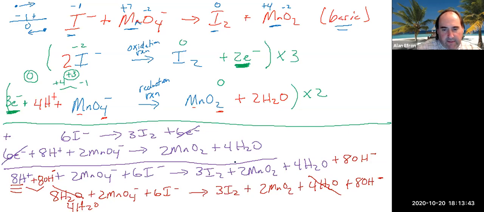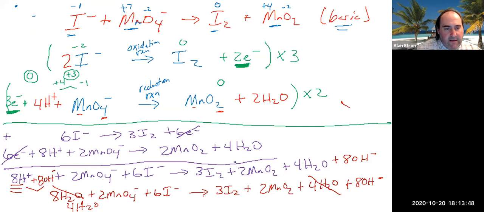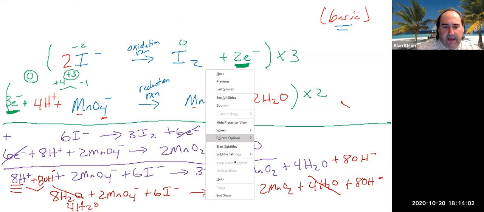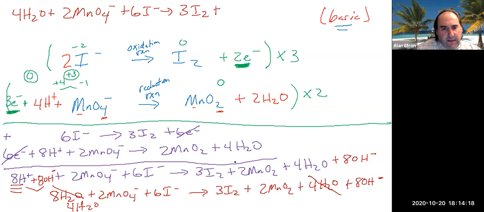So what I'll do is clear it out real quick. Rewriting it up on top here, the balanced one that we're left with, we should now be left with a balanced equation. We should have 4 waters plus 2 MnO4 minus plus 6 I minus goes to 3I2 plus 2 MnO2 and 8 OH minus.